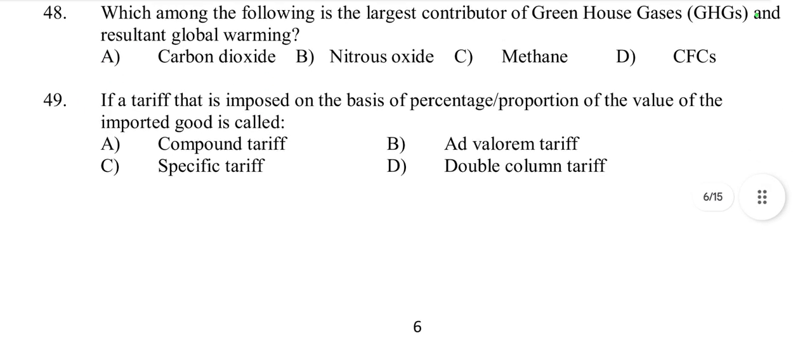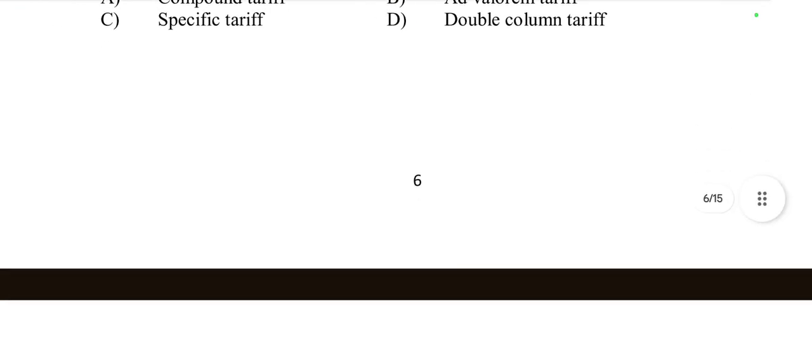Then question number 49, if a tariff is imposed on the basis of a percentage or proportion of the value of the imported goods, it is called as. So according to the value of the imported goods, the tariff will be imposed, it is called an ad valorem tariff, according to value.